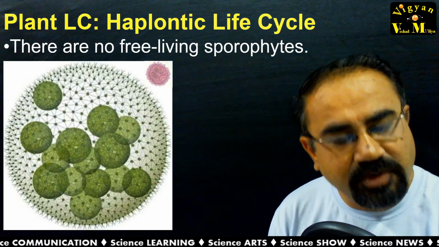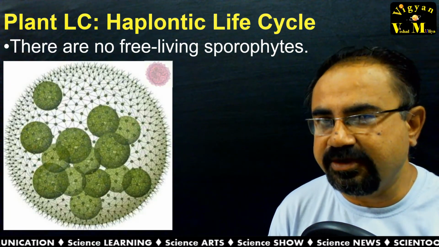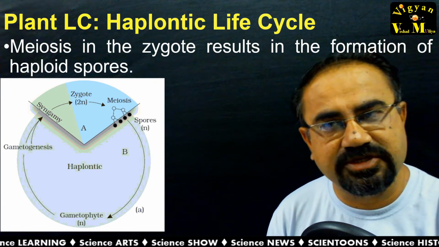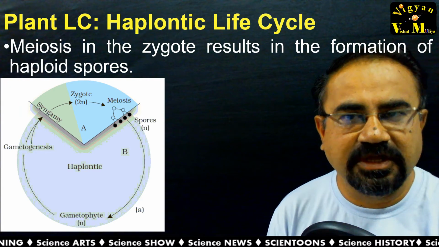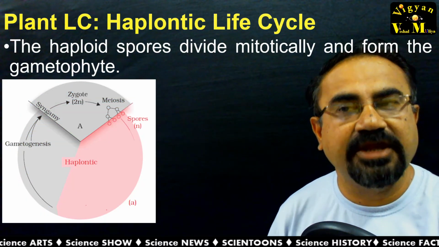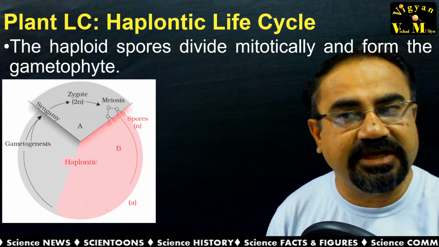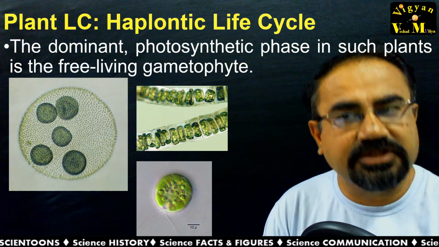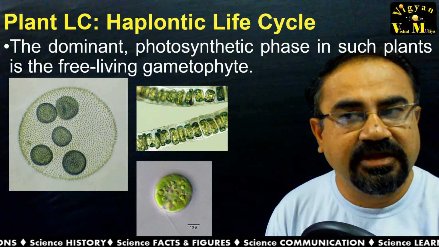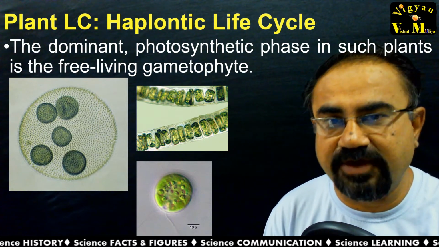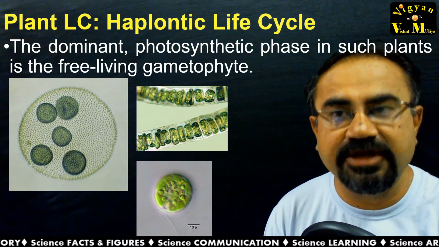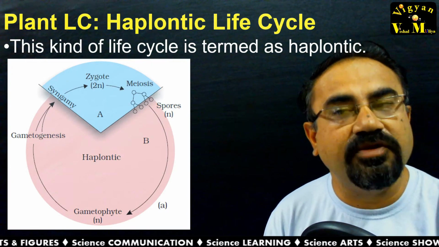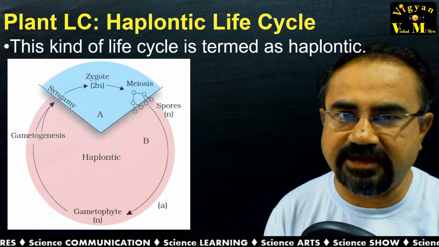So dominating is the haploid condition. Meiosis in zygote is resulting in the formation of haploid spores, and these haploid spores are divided mitotically to form the entire gametophyte. The dominant photosynthetic phase in such a life cycle is the free-living gametophytic generation, which is haploid in nature. That's why this kind of life cycle is known as haplontic life cycle.